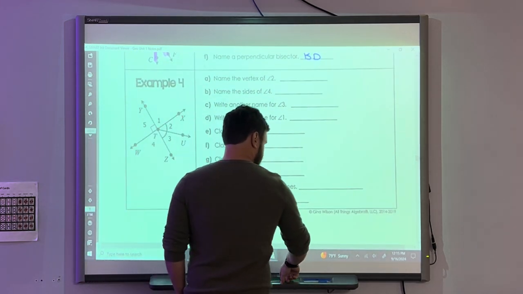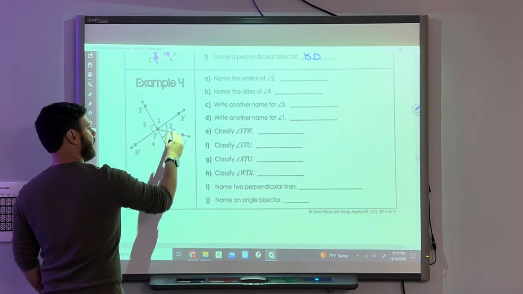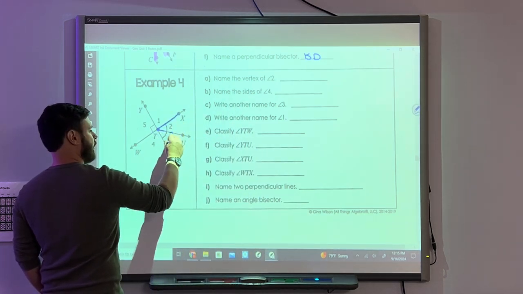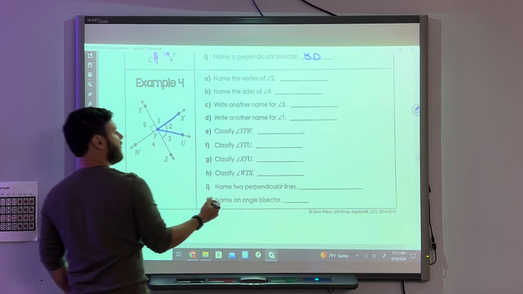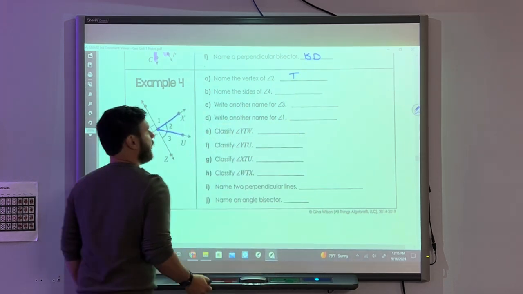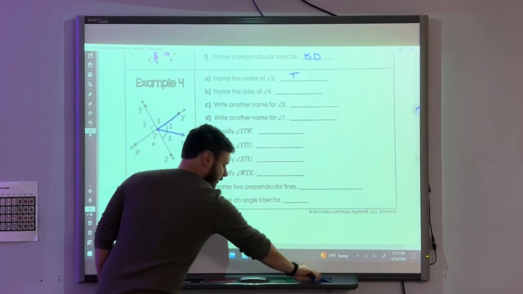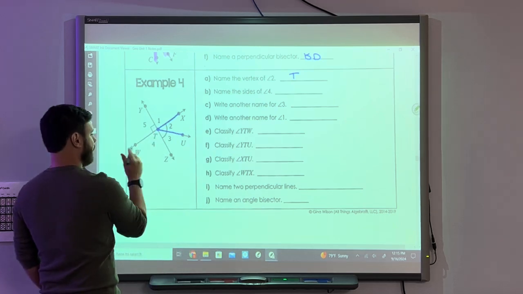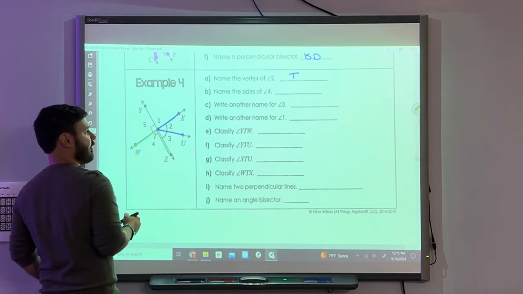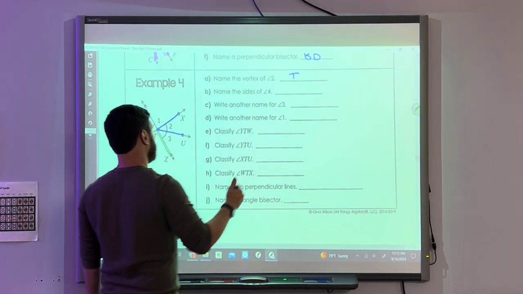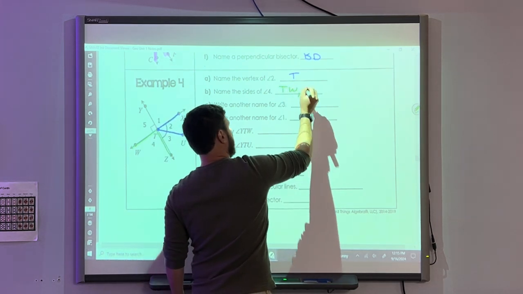Name the vertex of angle 2. Well, angle 2 is this one here. Where's the vertex or the middle? T. Name the sides of angle 4. 4 is this one. And remember, sides we have to go vertex out. So TW and TZ.